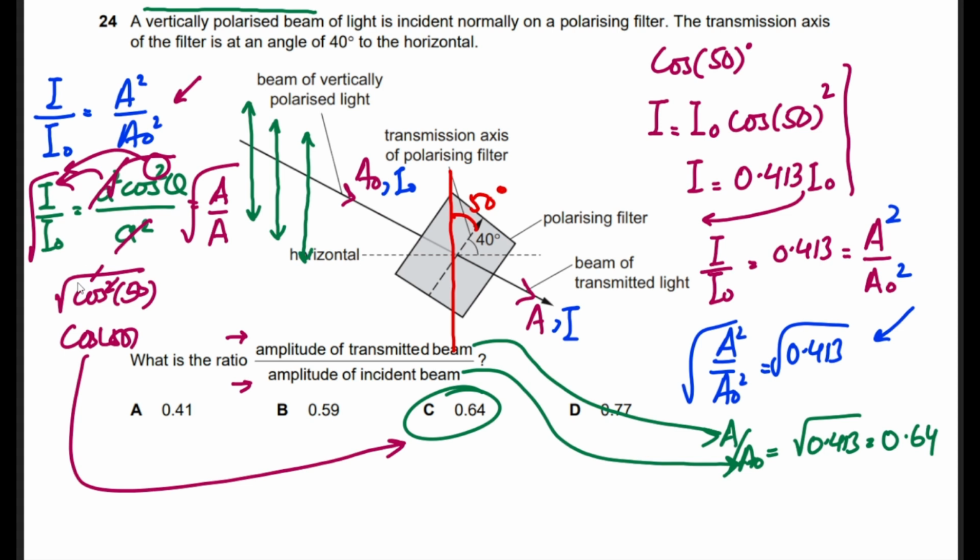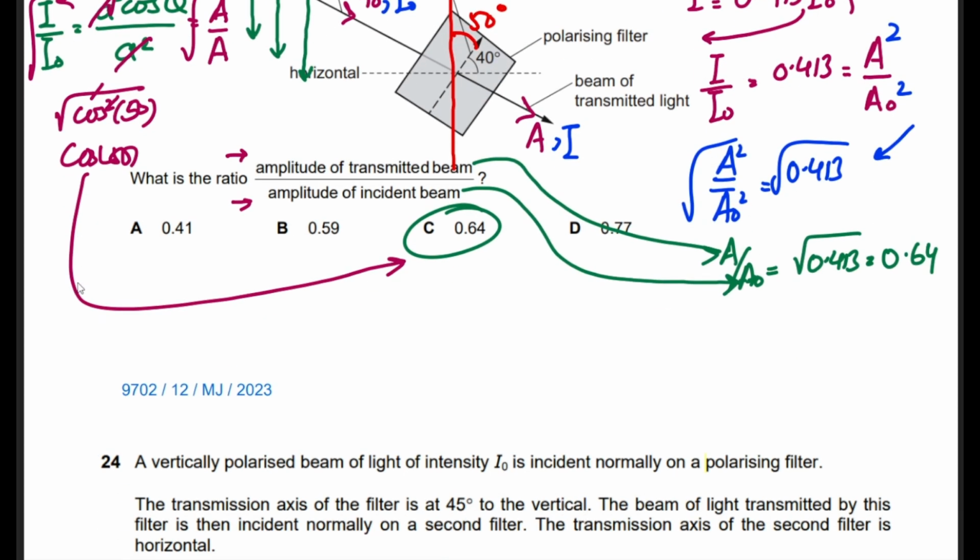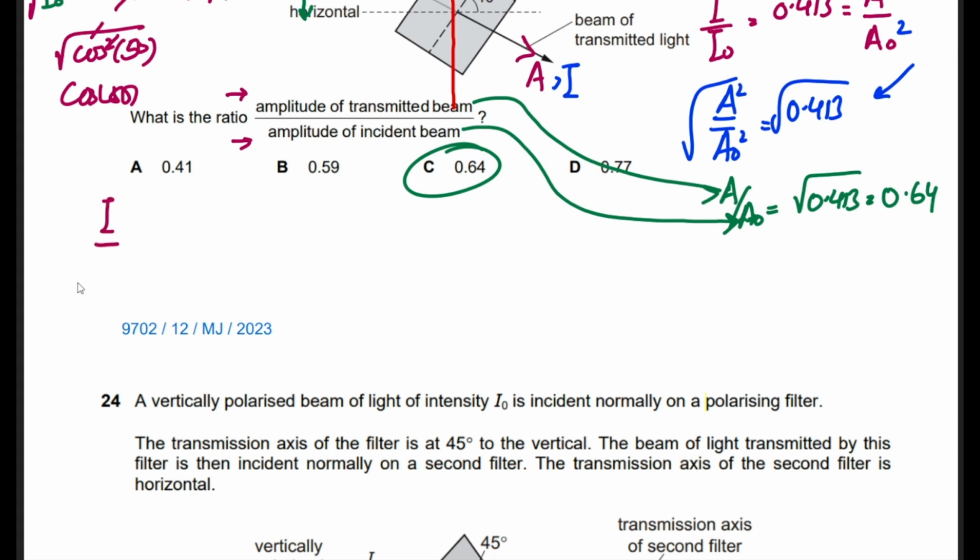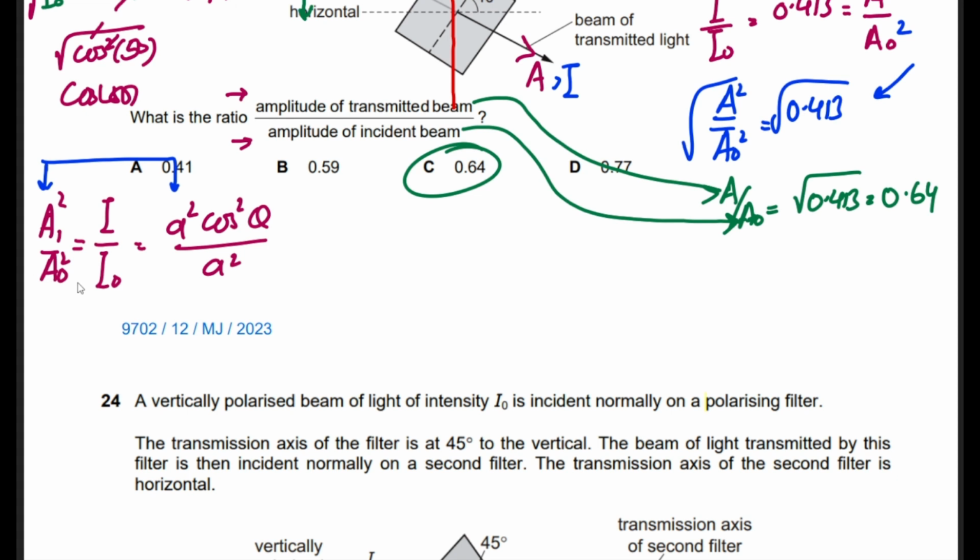Because these are amplitudes square, right? So what's happening in this situation, let me explain that again. Okay. So we've replaced for intensity to intensity naught as A square cos square theta divided by A square. But we also know that these are actually equal to A1 divided by A naught whole square. So if you equate this side with this side, we can see that the amplitude ratio A1 divided by A naught square equals A square cos square theta divided by A square.